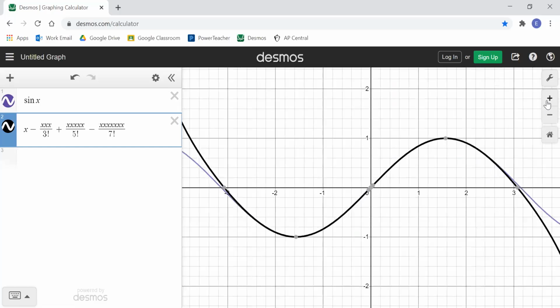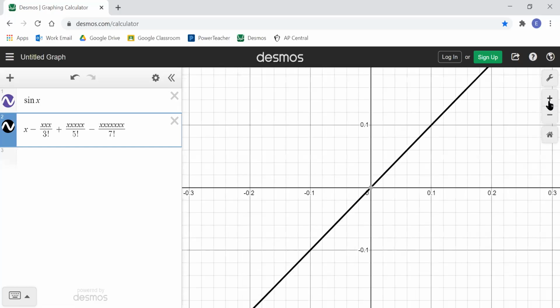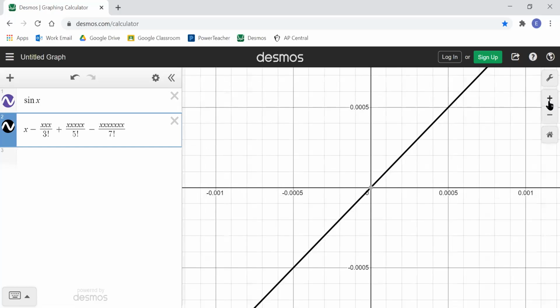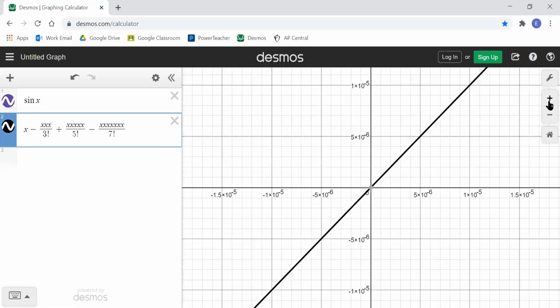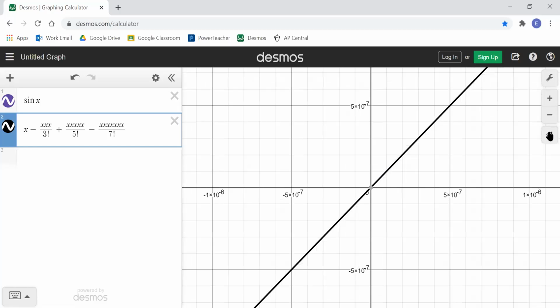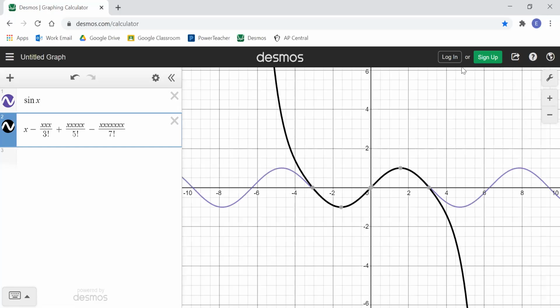And obviously, if I were to zoom in, well, maybe not. I'd have to zoom in pretty darn far to see any divergence between those 2 functions, wouldn't I? Especially right around x equals 0.